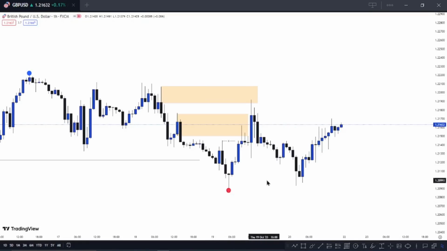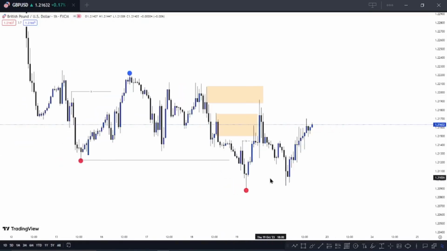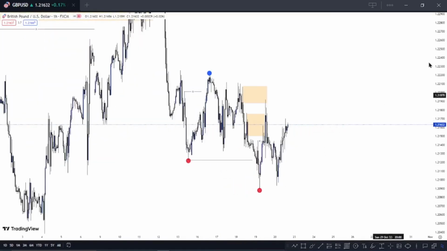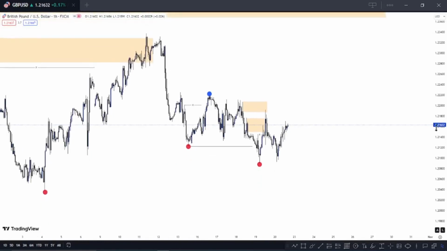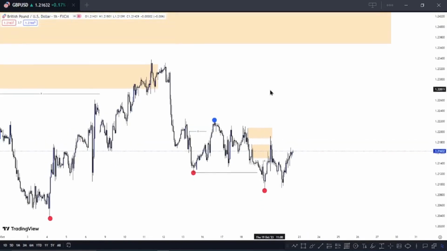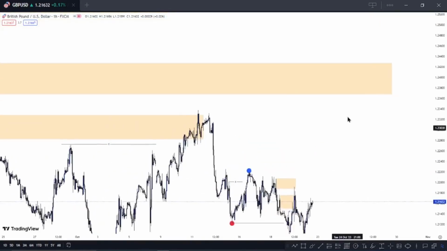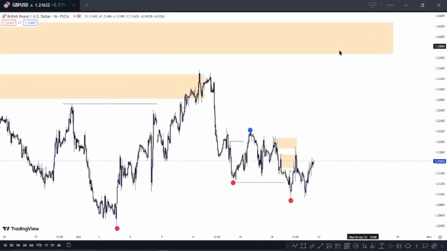Now, remember that all these are internal structure. Your real structure on the daily time frame is still here. I want you to understand. This is your decisional OB on the daily time frame. So price can go up to tap on this decisional OB, like I explained when we were looking at the daily time frame, before dropping. Please take note of that. Forget about this internal structure high here. It can go up to tap on this decisional OB and then drop.